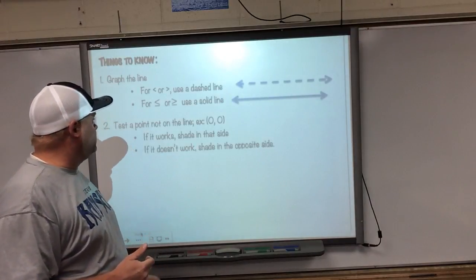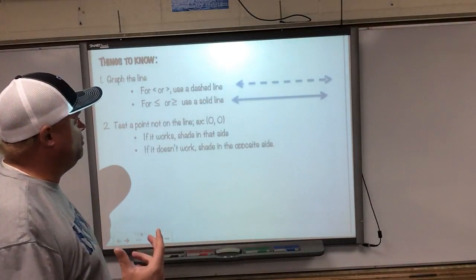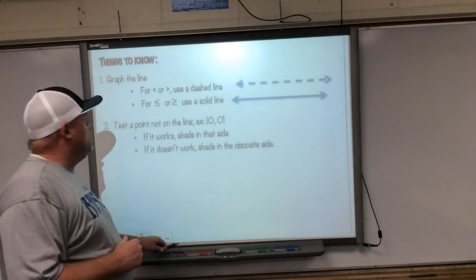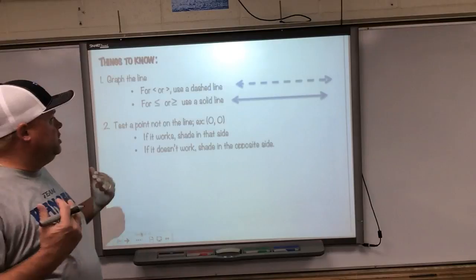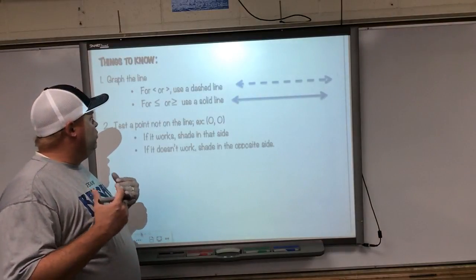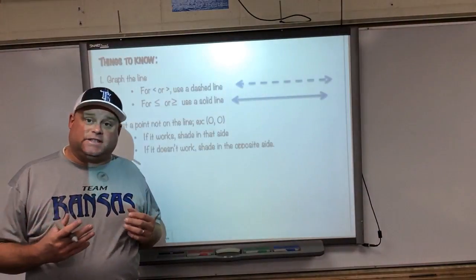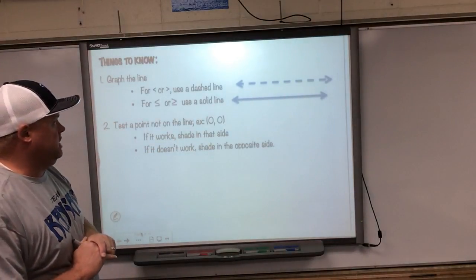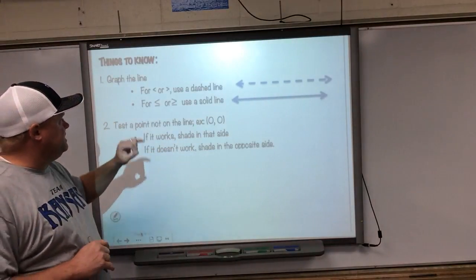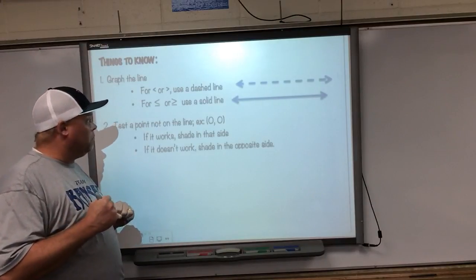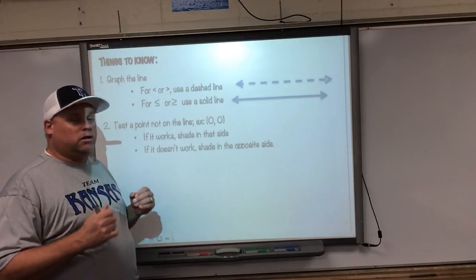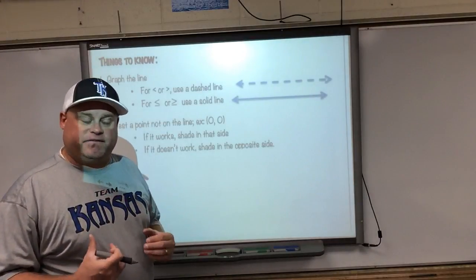All right, so the first thing we need to remember, we learned this in Algebra 1, is that when I graph an inequality and I have just a less than or greater than, I'm always going to use a dashed line. And when I have a less than or equal to, or greater than or equal to, I'm always going to use a solid line when I graph these.